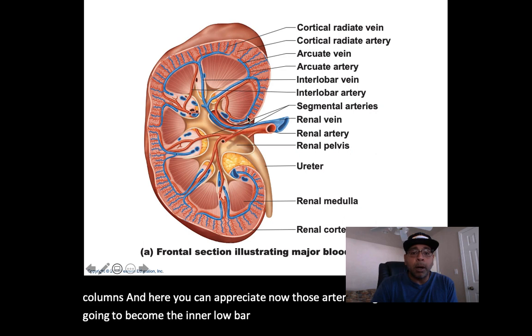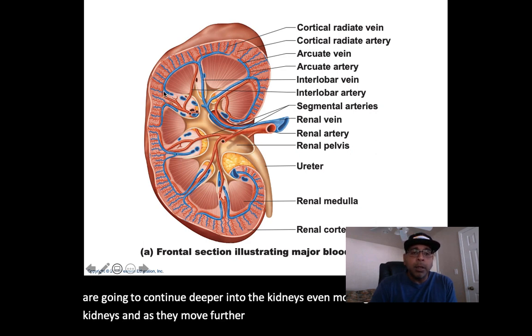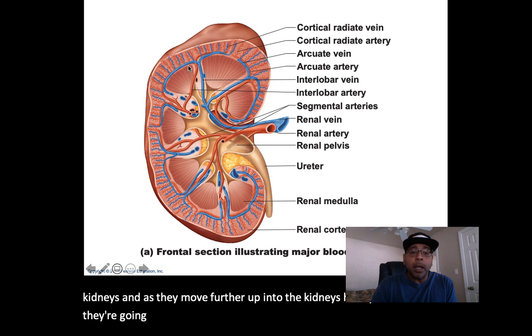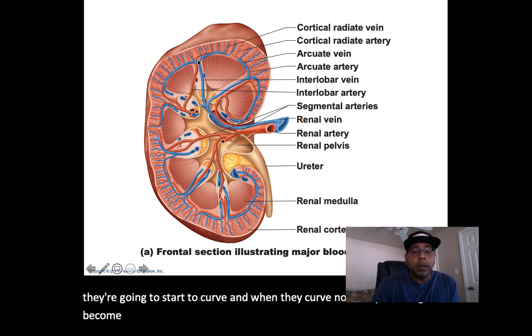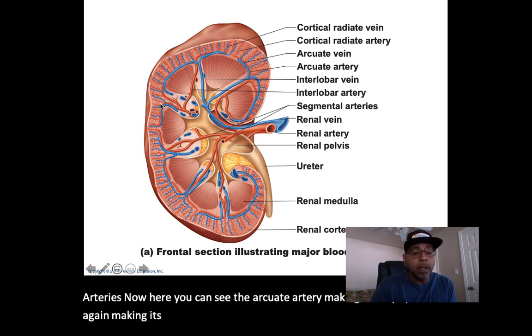These interlobar arteries are going to continue deeper into the kidneys. And as they move further up into the kidneys, you can see they're going to start to curve. When they curve, they're going to become known as the arcuate arteries. Now here you can see the arcuate artery making its way further up into the kidney, and here it's going to become the cortical radiate artery.